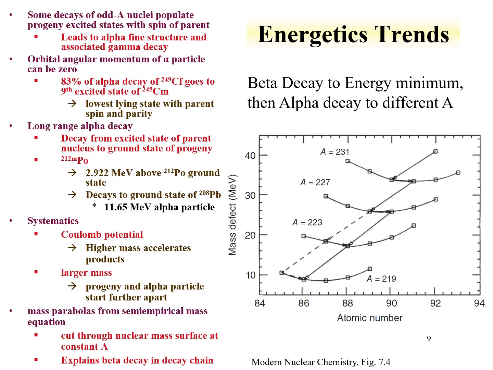As we discussed earlier, alpha particle emission can often demonstrate fine structure. This is due to the fact that during the decay, the parent can decay to an excited state of the progeny, and this is often because the progeny nucleus and the parent nucleus spin and parity need to match up to a certain degree. So for instance, californium-249 goes to the 9th excited state of curium-245 because that is the lowest lying state with the same parent spin and parity. We will discuss this in more detail.